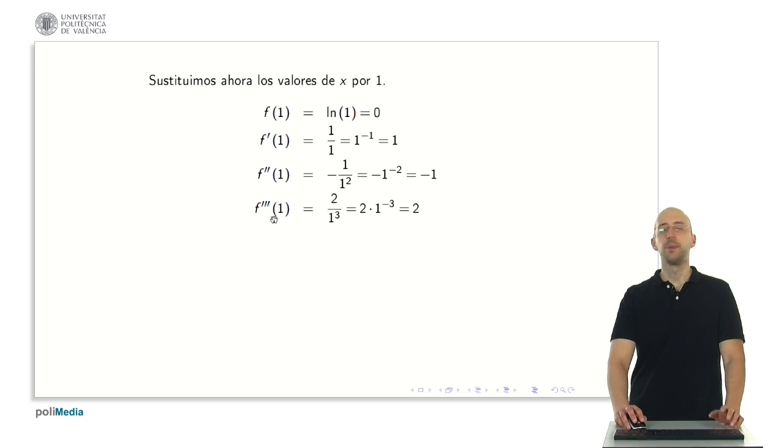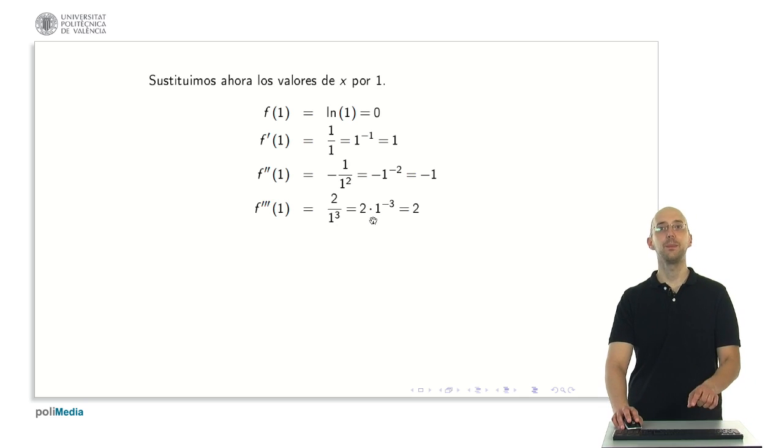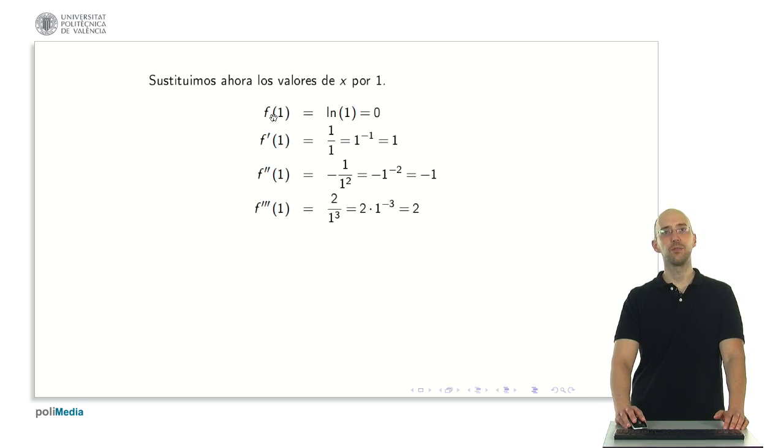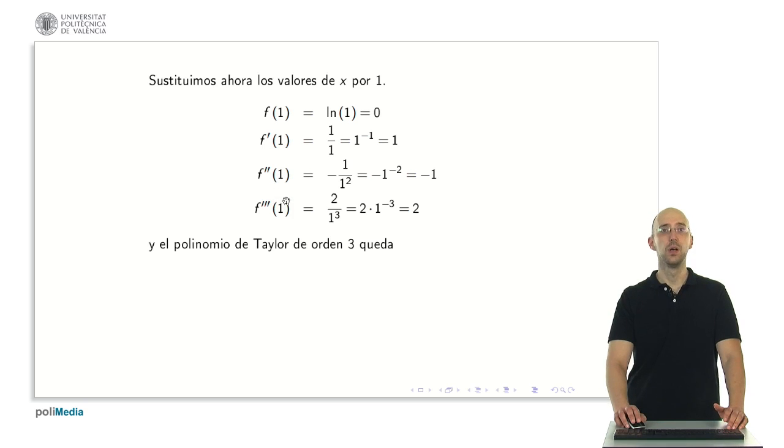Let's continue with the third derivative. This one was 2 divided by x cubed, or also 2 times x raised to the power of minus 3. Changing the x by 1, I get simply 2 in this case. Now I have the values of the first derivative at 1, the second derivative at 1, and the third derivative at 1. What was the expression of the Taylor polynomial of order 3?